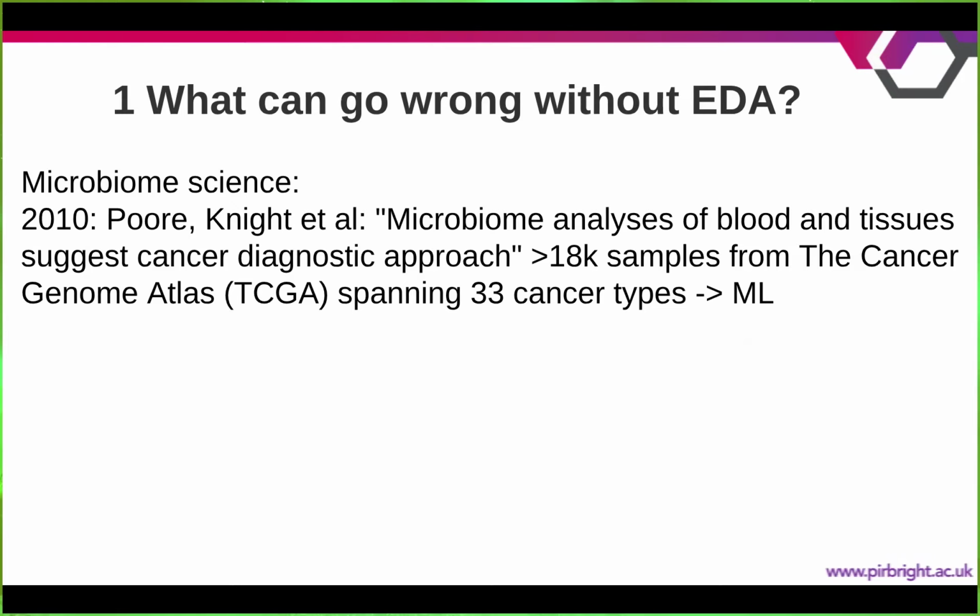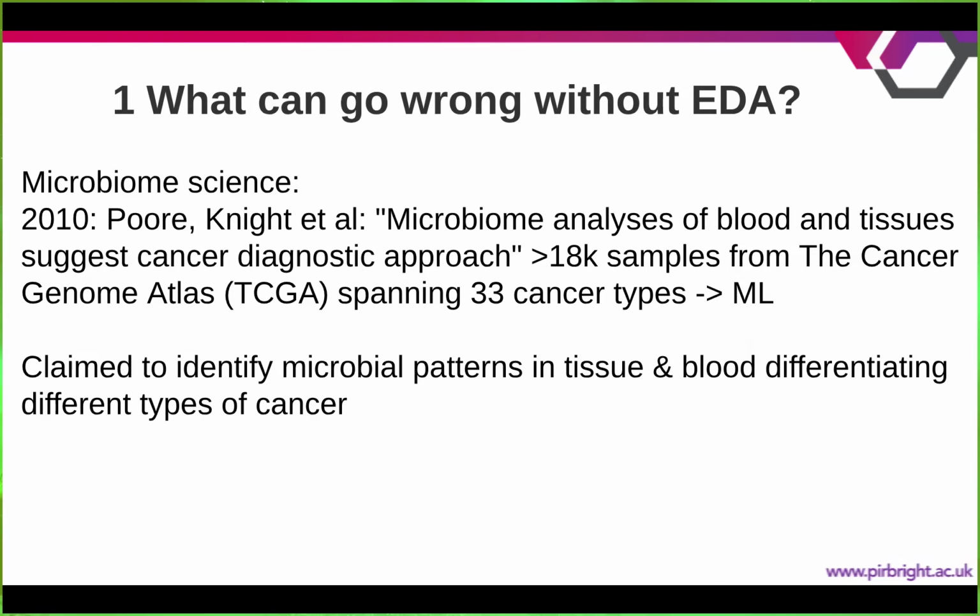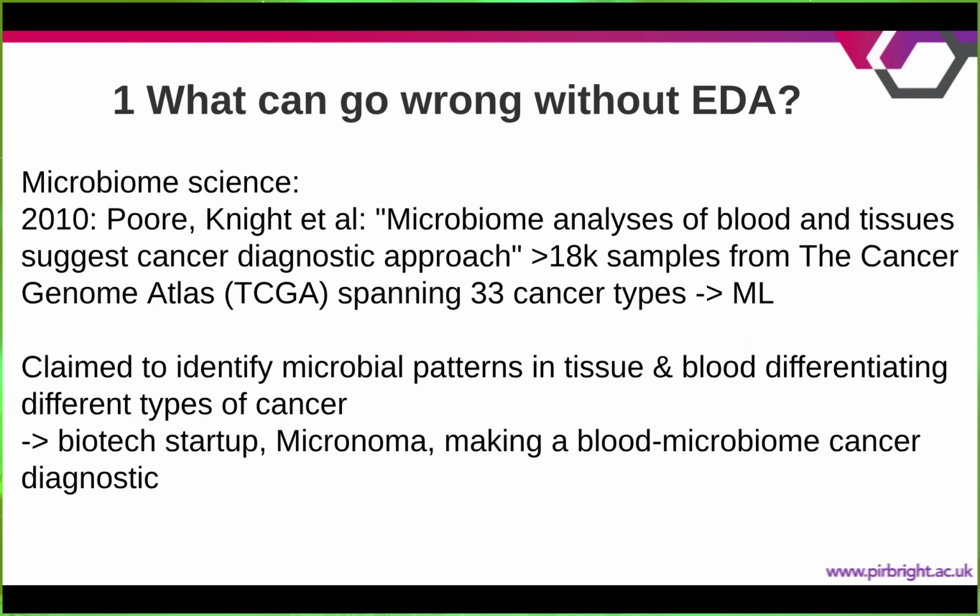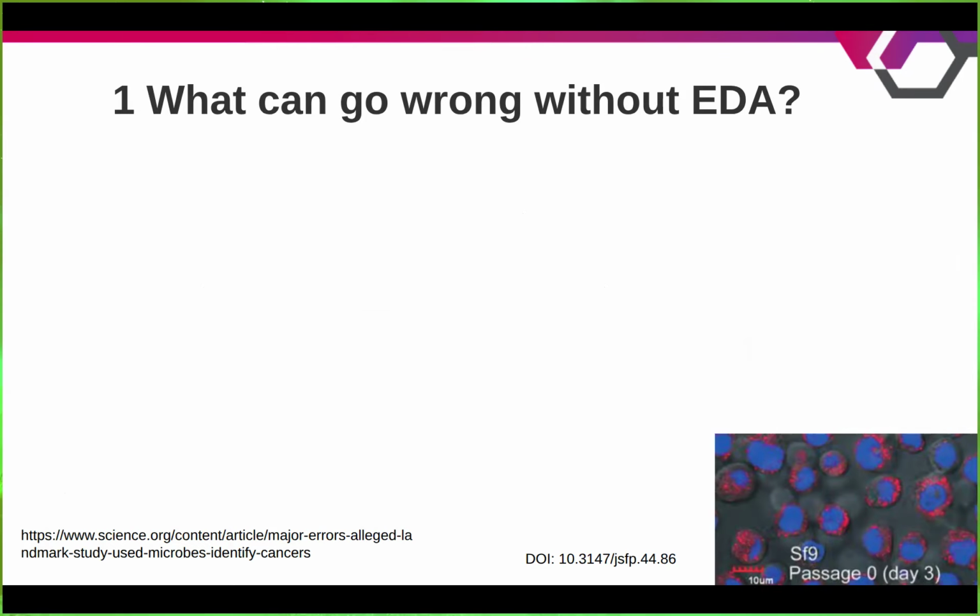microbial analysis of blood and tissues that suggested cancer diagnostic approaches. They had over 18,000 samples from the Cancer Genome Atlas across 33 cancer types on which they applied different machine learning models. They claimed to have identified microbial patterns in the tissue and blood differentiating different types of cancer. They even set up a biotech startup, Micronoma, making a blood microbiome cancer diagnostic based on this work.